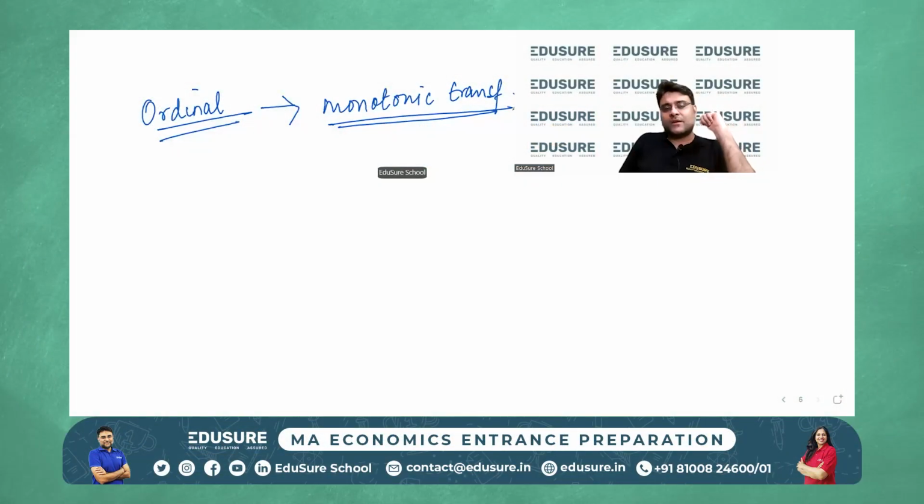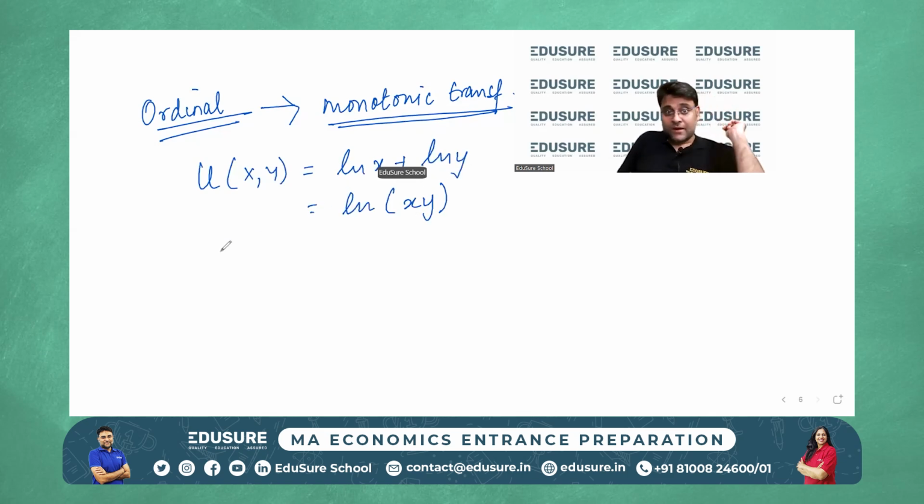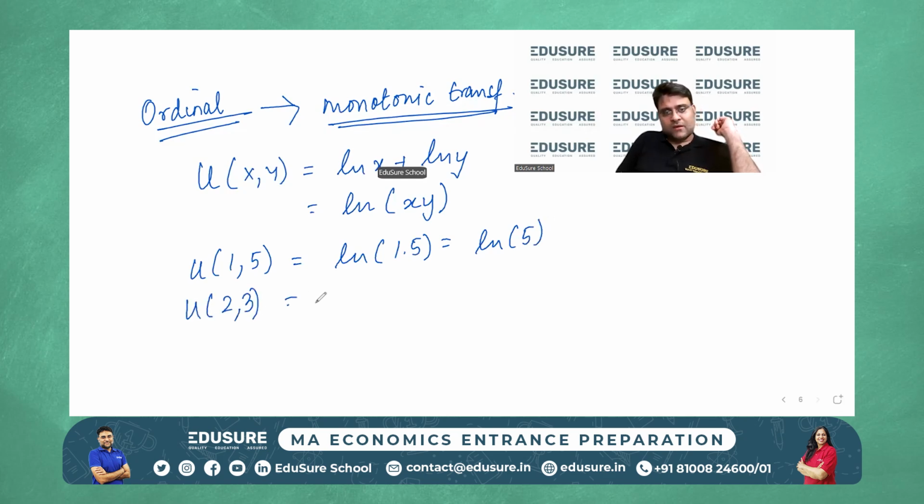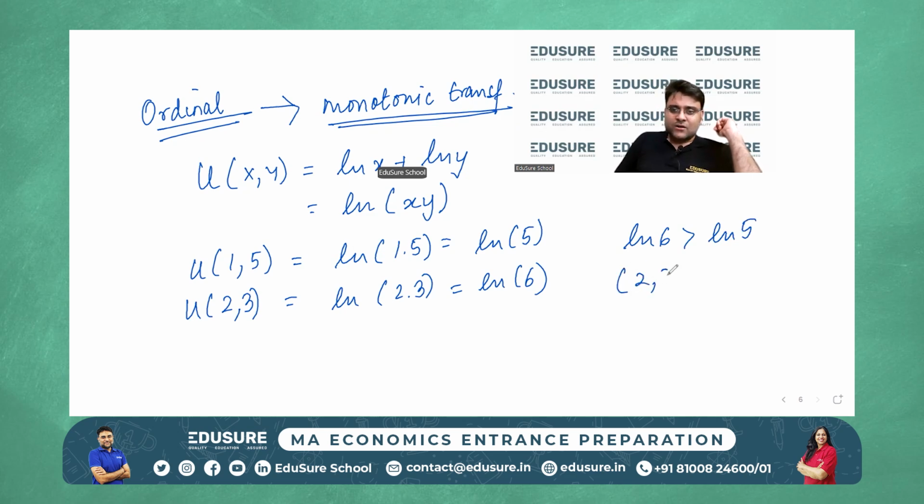Now, monotonic transformation is basically saying the following. If I have a utility function of the format log x plus log y, then in short form it's basically x into y. So the utility of (1, 5) will be log of 1 into 5, which is log 5. And the utility that I get from (2, 3) is log of 2 into 3, which is log of 6. Now, since log 6 is greater than log 5, I can say that the bundle (2, 3) is preferred over the bundle (1, 5).